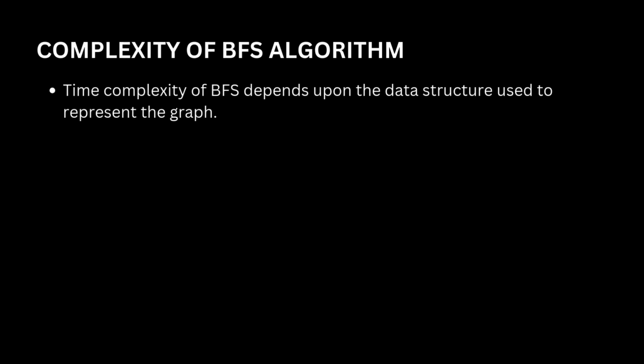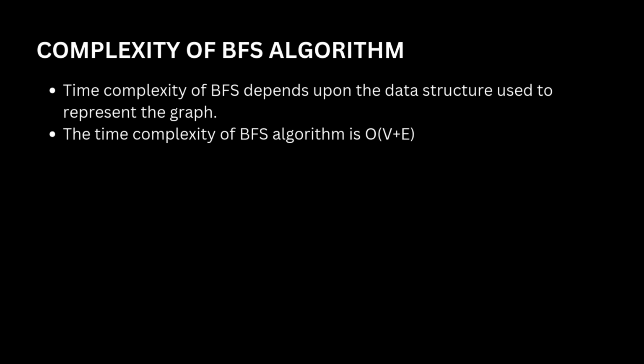Complexity of BFS algorithm. Time complexity of BFS depends upon the data structure used to represent the graph. The time complexity of BFS algorithm is big O of V plus E. Since in the worst case BFS algorithm explores every node and edge in the graph, the number of vertices is big O of V, whereas the number of edges is big O of E. The space complexity of BFS can be expressed as big O of V, where V is the number of vertices.